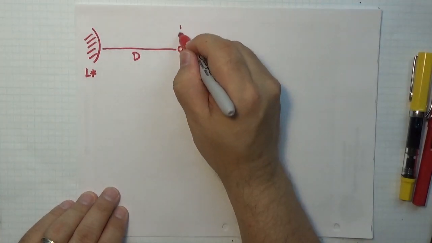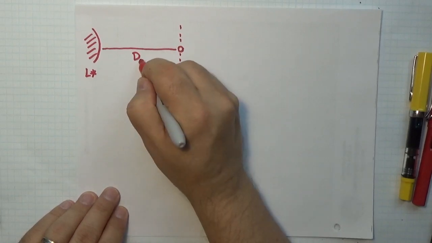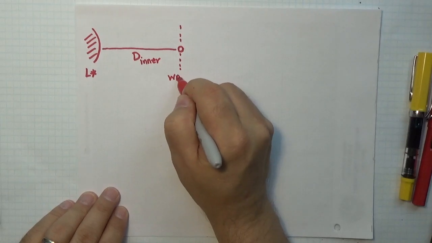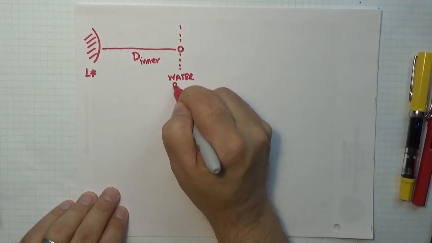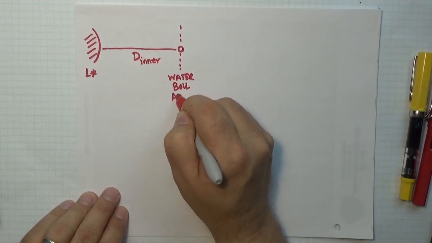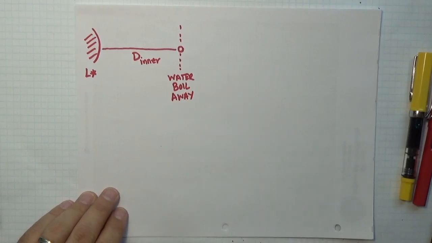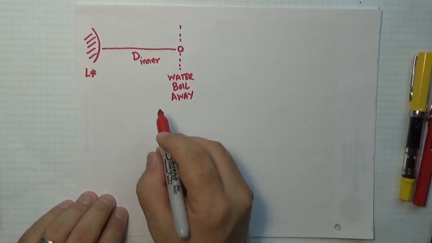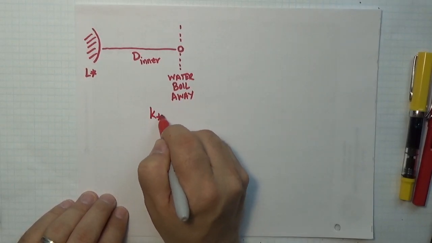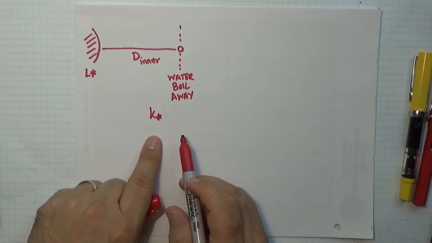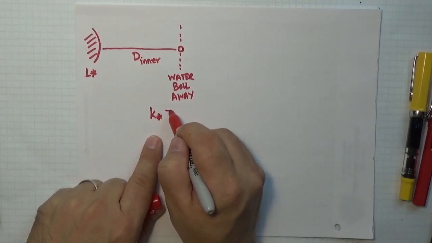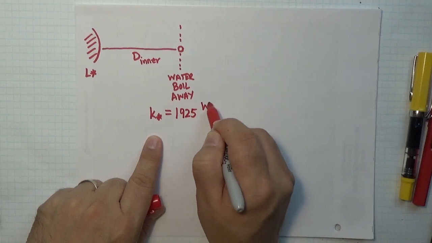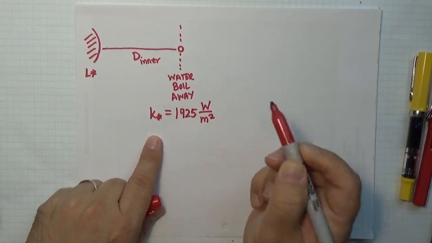But there's some distance, which we call d inner, where water boils away, where it can't exist on the surface of the planet. And at that point is where the amount of energy that the planet receives from the star, K star, has this value, 1925 watts per meter squared.